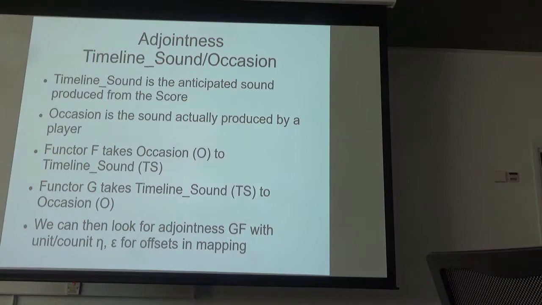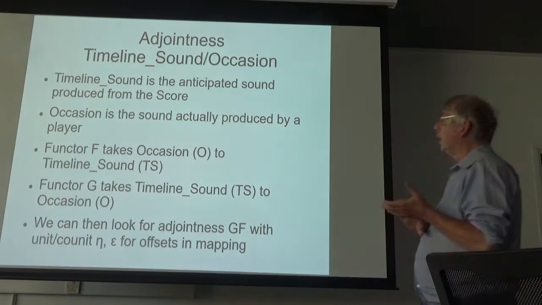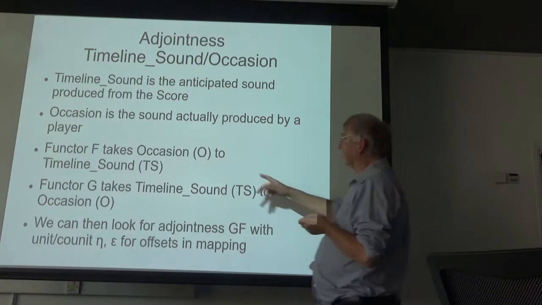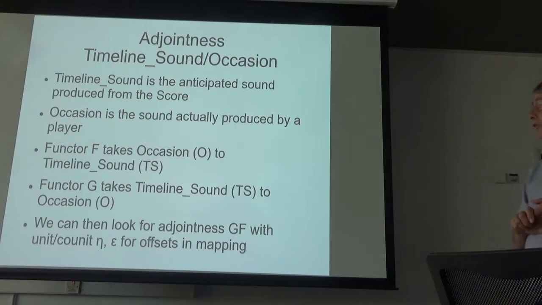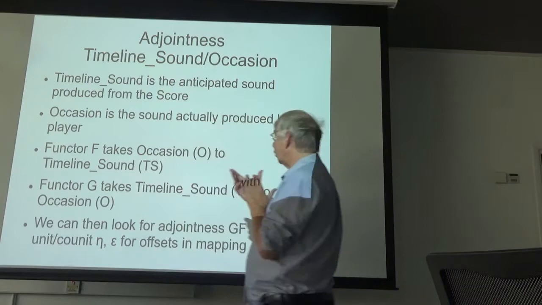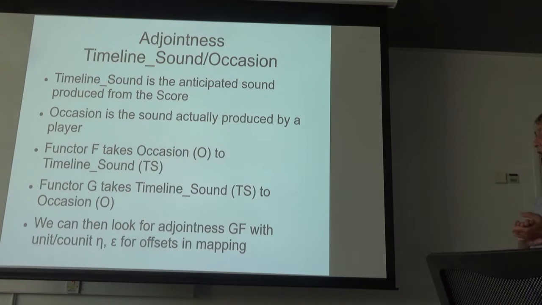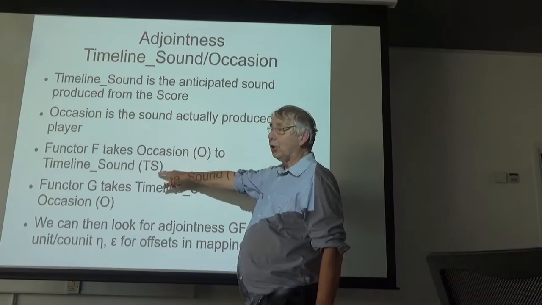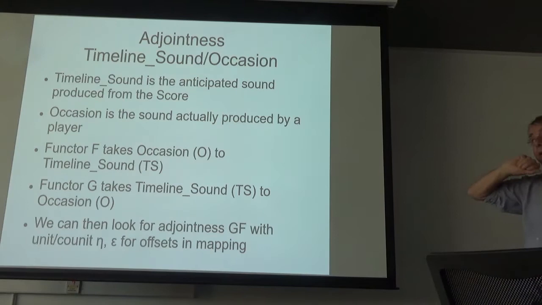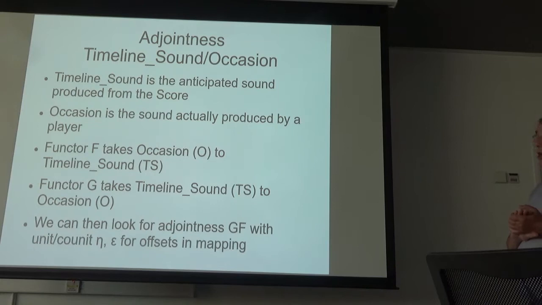So timeline sound is the anticipated sound produced from the score, and occasion is the actual sound produced by a player. If we do this, we can produce functors to compare these two. We can have a functor F, which takes the occasion to timeline sound, and a functor G, which takes timeline sound back to occasion. What I'm building up here is an adjoint structure. We can then look for an adjointness GF with unit and counit, eta and epsilon, for offsets in the mapping. We're not expecting these mappings to be perfect, because as you go across, there will be slight differences perhaps in pitch, and slight differences in the timing, the jitter, but I've bundled those into one for the moment because it's quite complex trying to separate them.